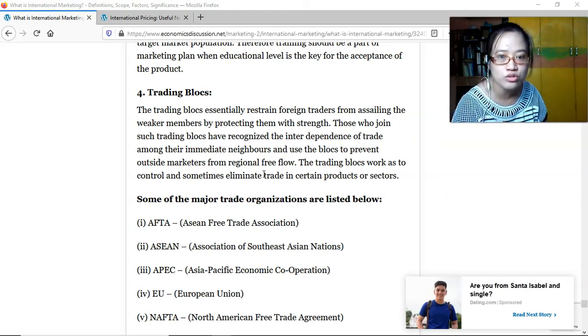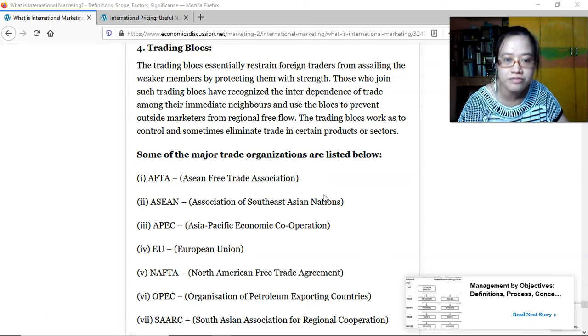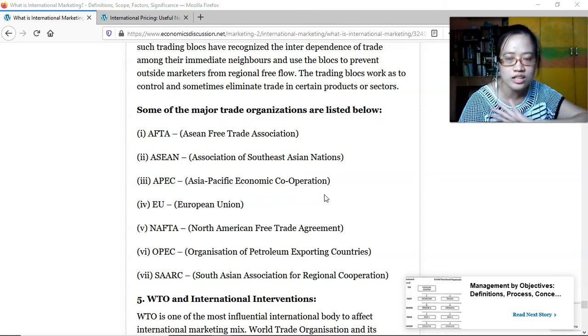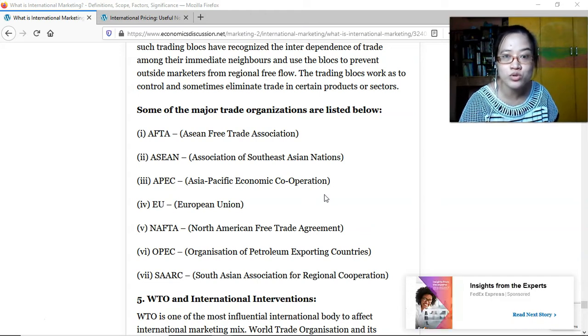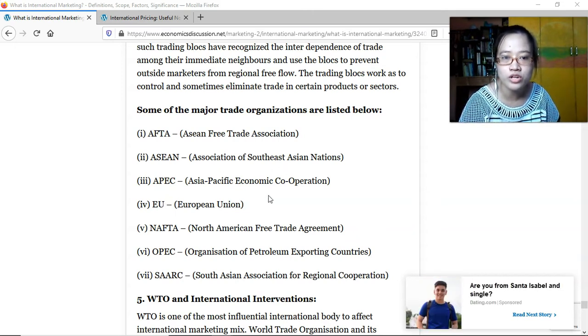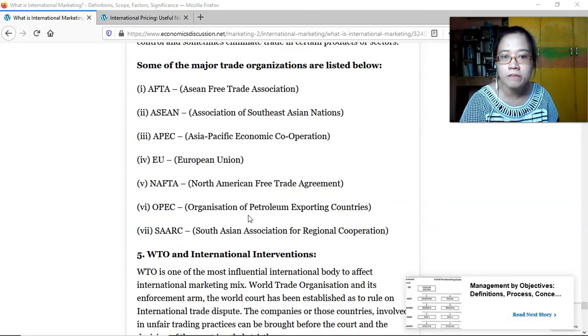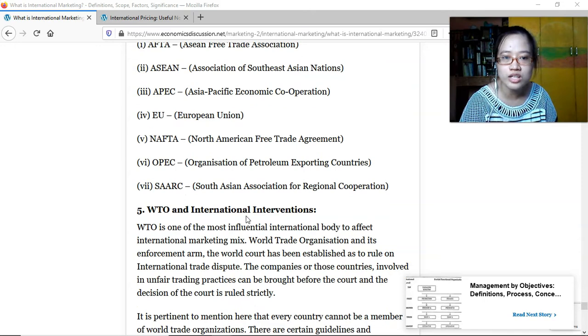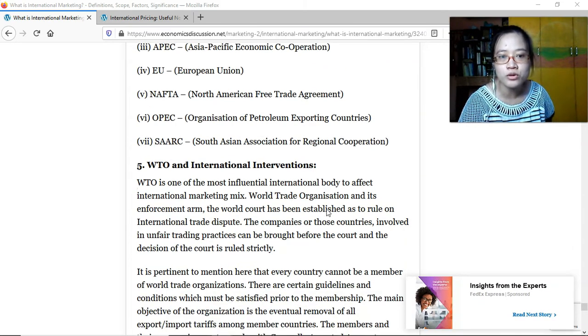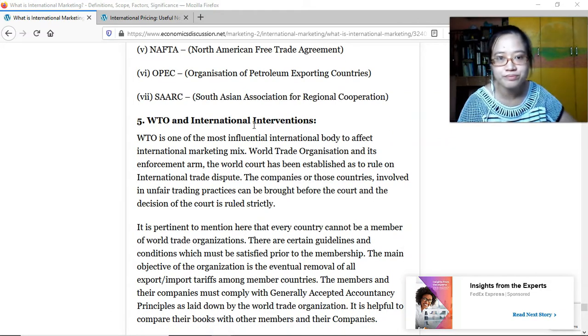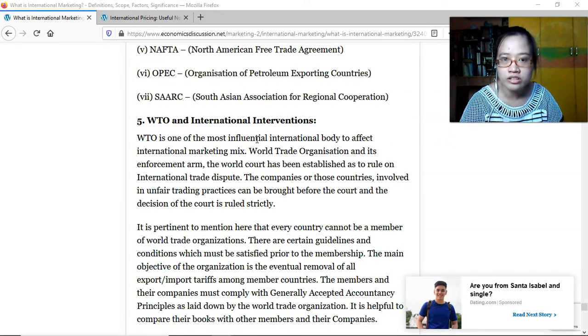So trading blocks work to control and sometimes eliminate trade in certain products or sectors. So examples, you have your AFTA, ASEAN Free Trade Association. Essentially, these are countries coming to an agreement to do free trade, right? So you have ASEAN, Association of Southeast Asian Nations, APEC, Asia Pacific Economic Cooperation, EU, European Union, NAFTA, North American Free Trade Agreement, OPEC, Organization of Petroleum Exporting Countries, SAARC, South Asian Association for Regional Cooperation. Okay, and then you have your World Trade Organization and other international interventions.